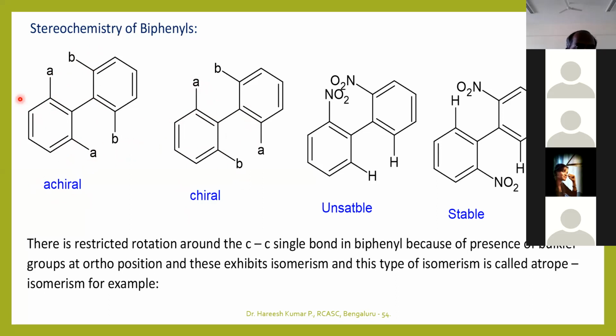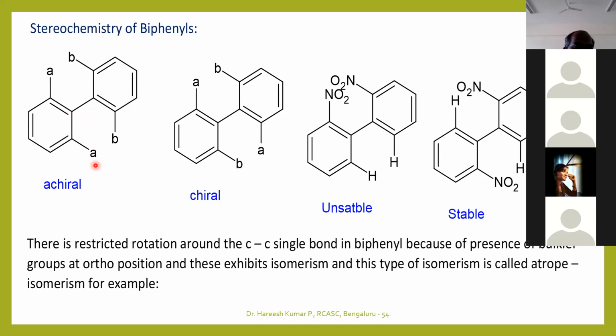And one more thing you need to remember. These groups should be bulky enough. If they are bulky enough, then only there will be a restricted rotation around the carbon-carbon single bond between the two phenyl rings. And one more thing you need to observe: one phenyl ring will be in one plane, the horizontal plane, and the other will be in the vertical plane. So in biphenyl you can find two planes, one horizontal and another vertical. Because of that, this biphenyl exhibits optical activity.